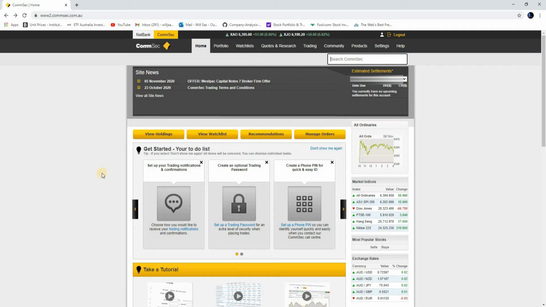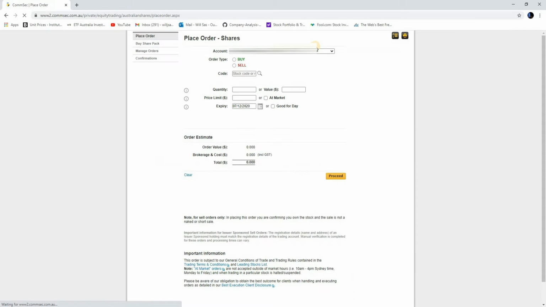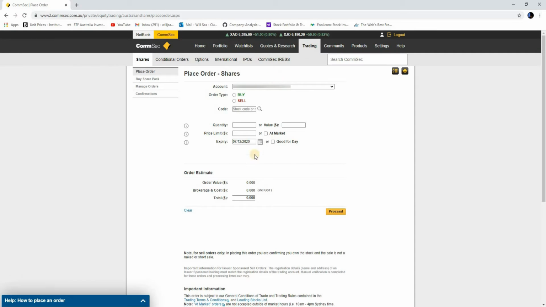Okay, so here we are in my CommSec account. As you can see, my two accounts are joined together, so it's easy to transfer between the two funds. If you want to start trading shares, just click on the trading tab. It'll take you to an order page like this. As you can see, there's an international tab here. This is where you would go if you want to buy American shares such as your Netflix, Apple, or Amazon. But because this video is about Australian shares, we'll just stick to this page here.